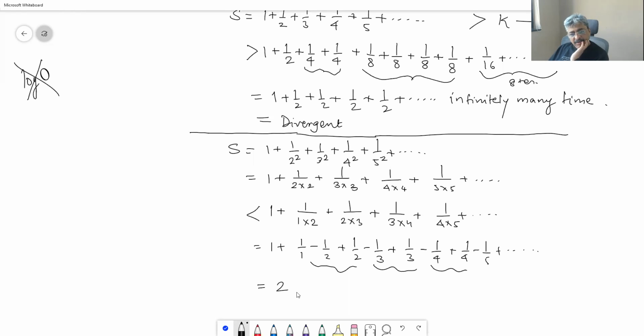and actually, we are supposed to have the last term, which is going to survive with a negative sign, but there is no last term. And the last term is going to be, for all practical purposes, 1 upon n, which as n tends to infinity is 0. So practically, S is going to be less than 2. Hence, convergent.